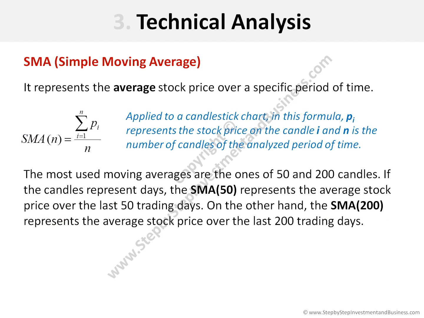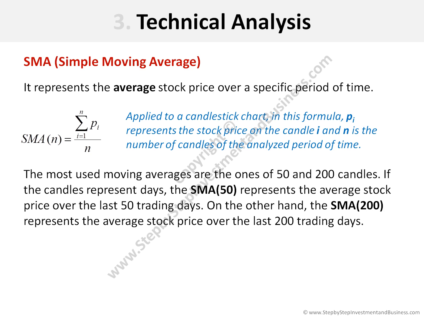Let's see the first indicator that interests us, the simple moving average. The simple moving average is a parameter that represents the average stock price over a specific period of time. The simple moving average is calculated by using the formula we can see here. Applied to a candlestick chart, in this formula, P of I represents the stock price on the candle I, and N is the number of candles of the analyzed period of time.